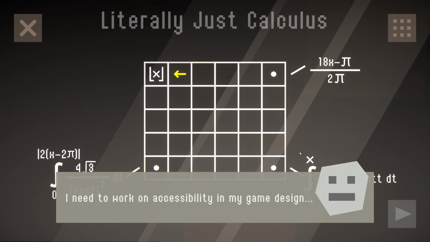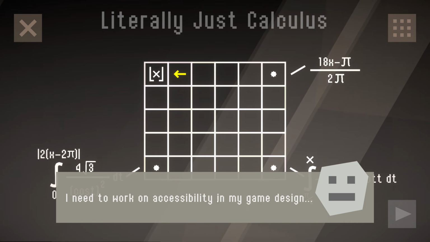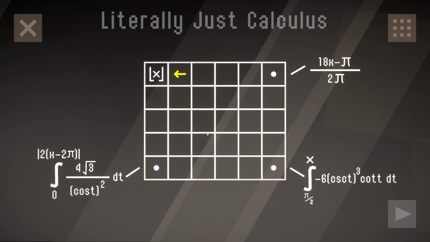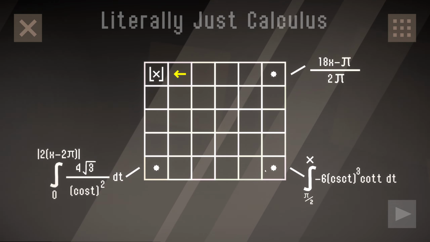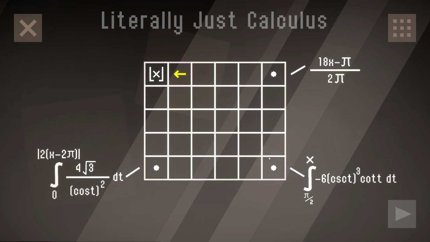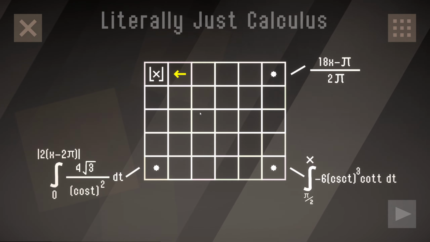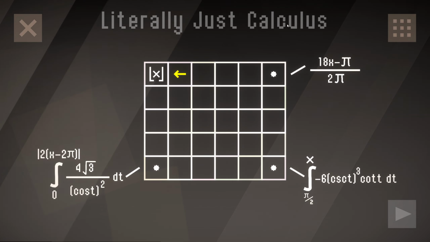Oh, Jesus. I need to work on accessibility in my game design. Guess what? I'm not solving this puzzle. Literally just calculus.